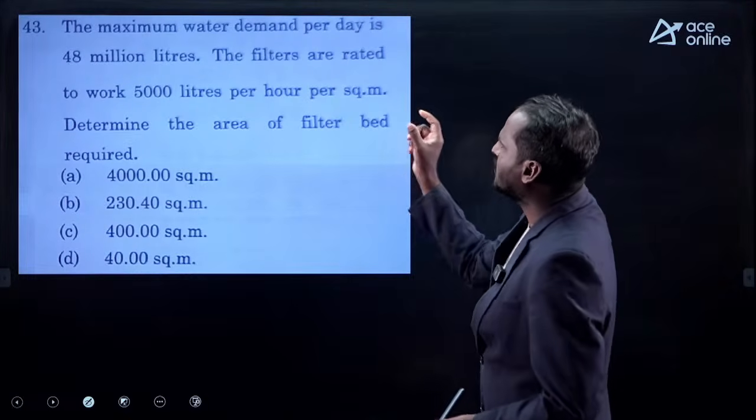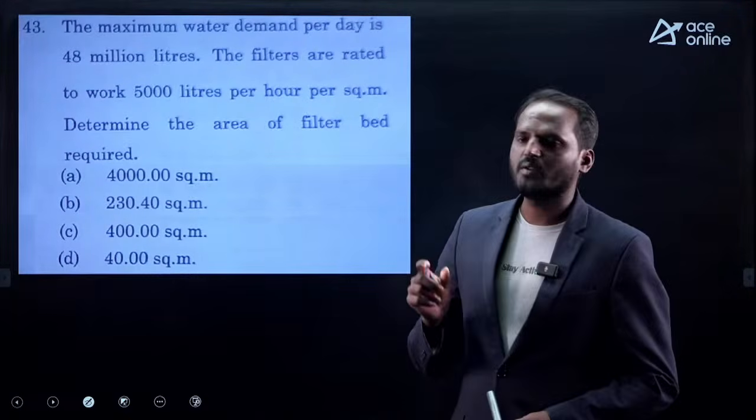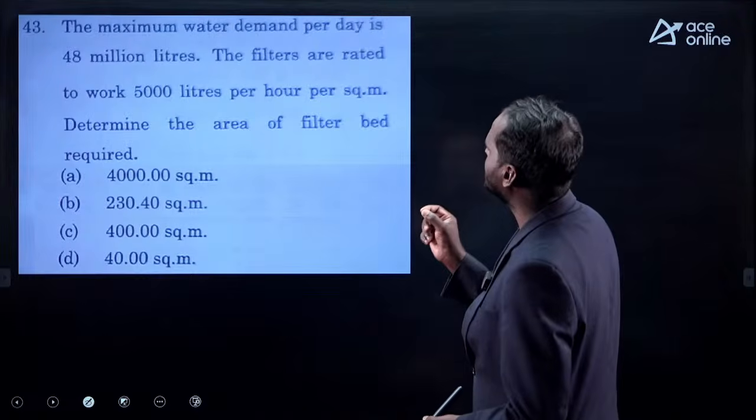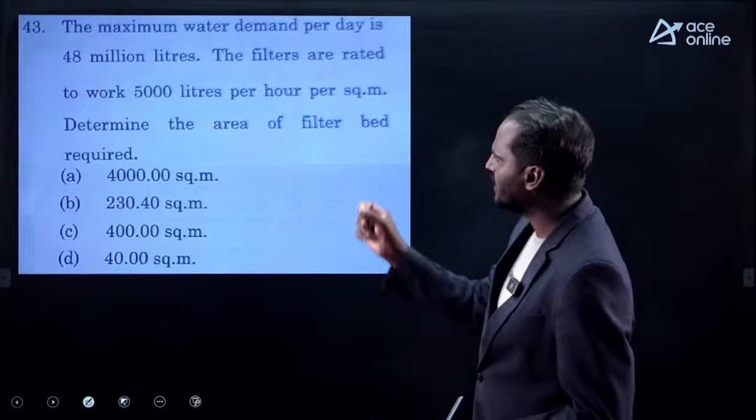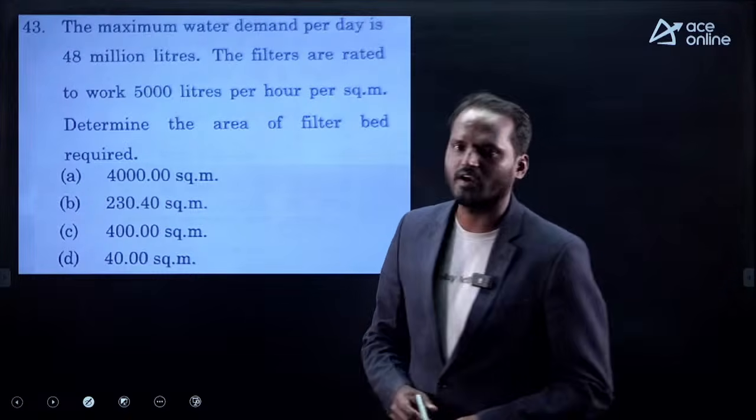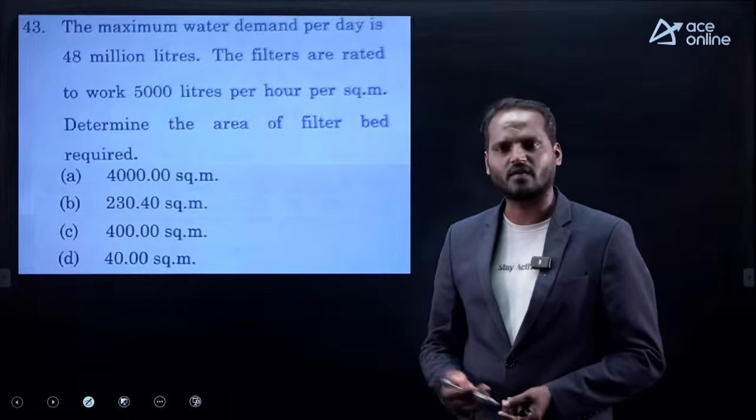The maximum water demand per day is given as 48 million liters. The filters are rated to work at 5000 liters per hour per meter square. Determine the area of the filter bed required. What is the total area of the filtration required is the question.